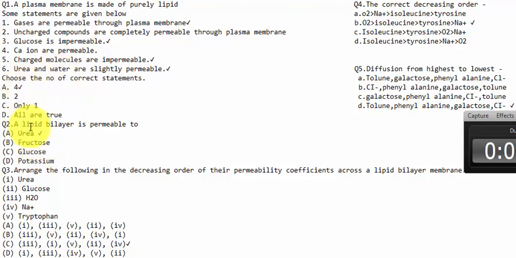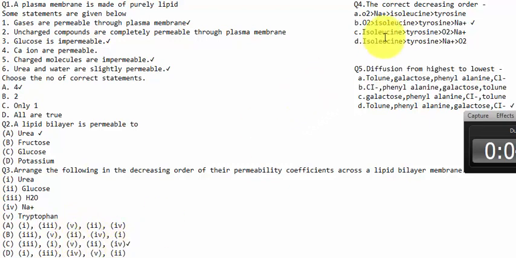The next question is, a lipid bilayer is permeable to, first one is urea, then fructose, glucose, and potassium. Except urea, all need a carrier protein or a channel. So the answer is urea. Next is, arrange the following in the decreasing order of their permeability. The first is urea, then glucose, water, Na plus, and tryptophan. We have already discussed that the ions are low permeable. So you can neglect B and D. So from A and C, the answer is C.